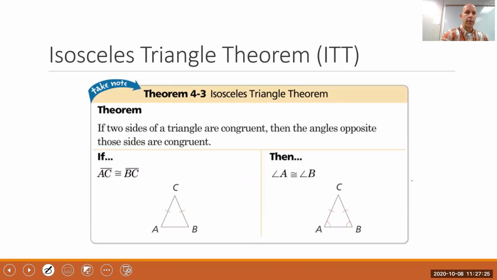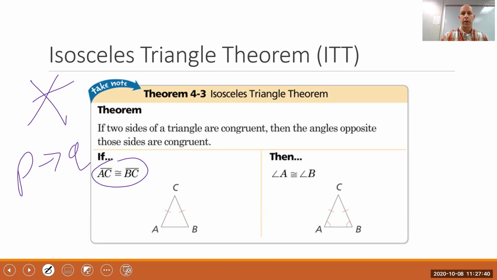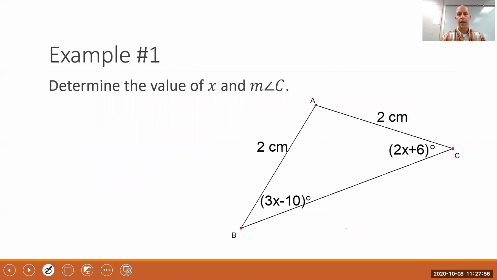This is probably the most important theorem of the day, the isosceles triangle theorem, or ITT. Remember, we're doing that whole P then Q thing. It says: if two sides of a triangle are congruent, then the angles opposite those sides are congruent. So if this side is congruent to this side, then this base angle is congruent to this base angle. Let's see an example of that.